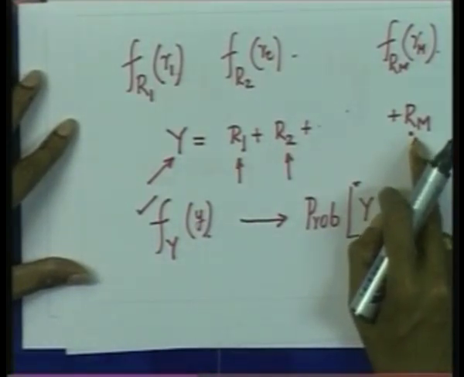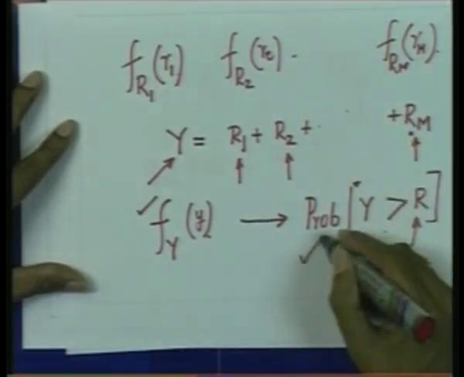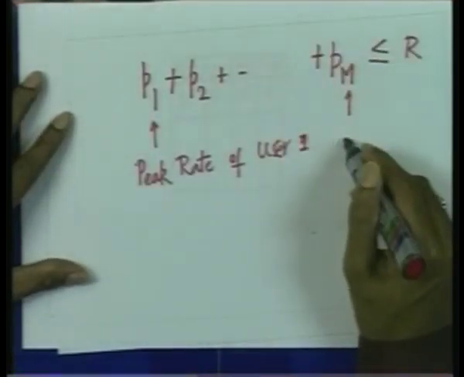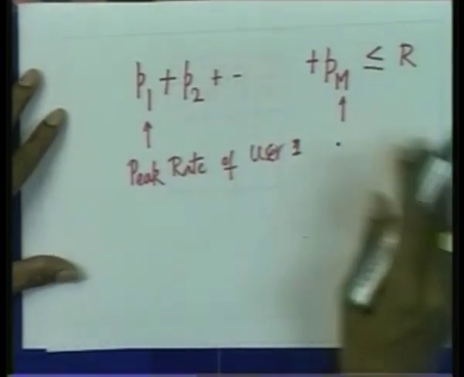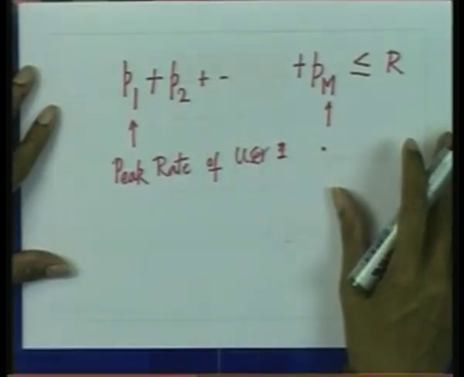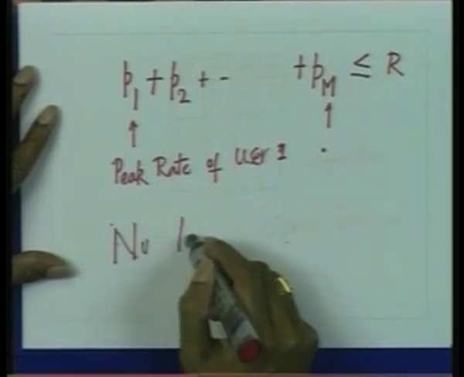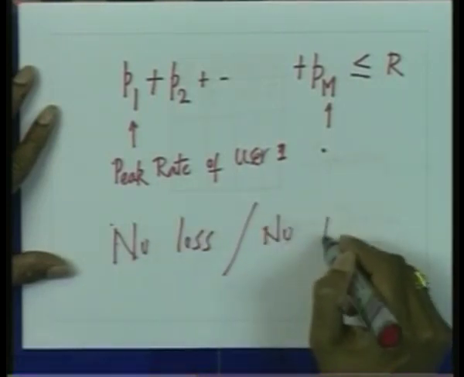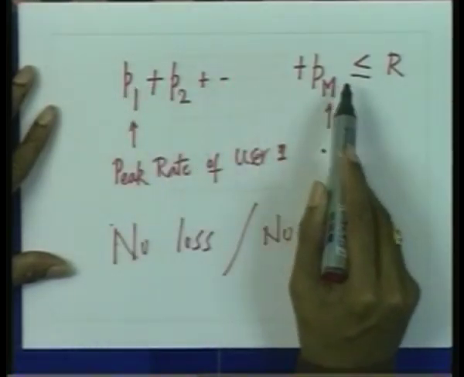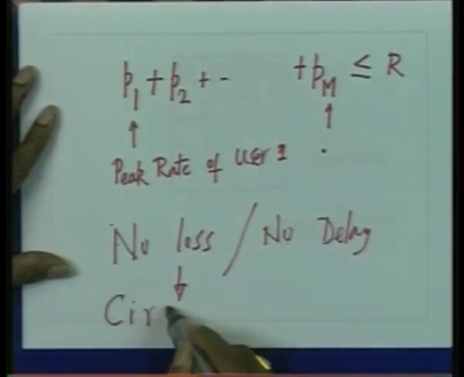But here again, as we have shown, there will be a probability of packet loss. However, in this case, if you have guaranteed that the users admitted are such that P1 plus P2 plus up to Pm is less than or equal to R, then there will be no loss, and of course no delays. Indeed, if you are admitting users based just on the peak rates, then the scheme essentially degenerates to some kind of circuit switching.